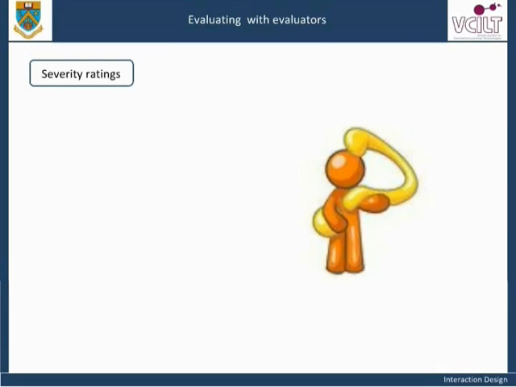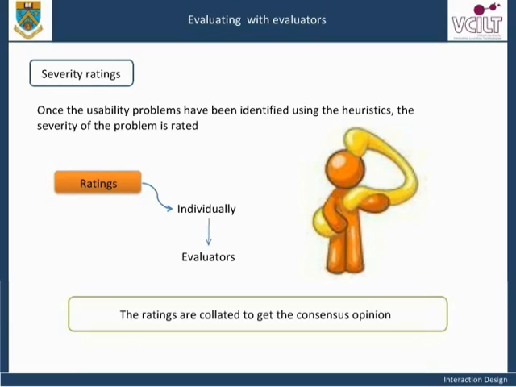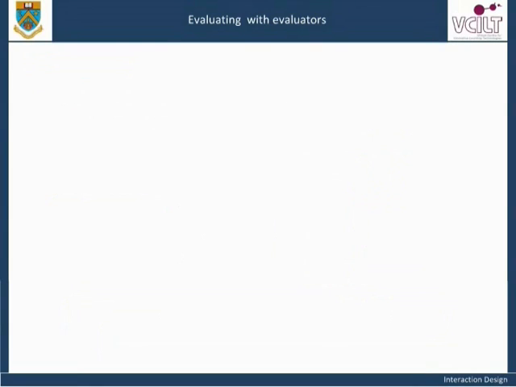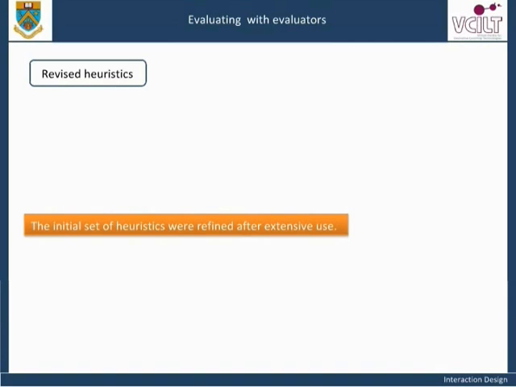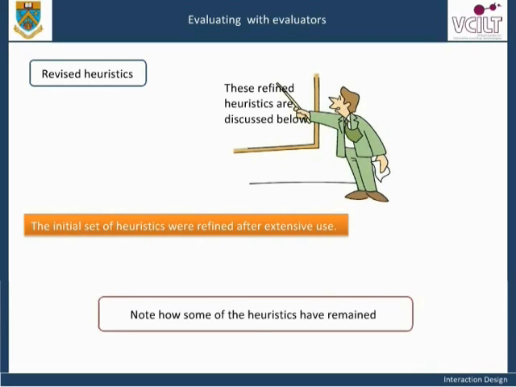Severity ratings. As we mentioned before, once the usability problems have been identified using the heuristics, the severity of the problem is rated. Rating is done individually by evaluators, and then, as with the problems, the ratings are collated to get the consensus opinion. Revised heuristics. As mentioned previously, the initial set of heuristics were refined after extensive use. These refined heuristics are discussed below. Note how some of the heuristics have remained.